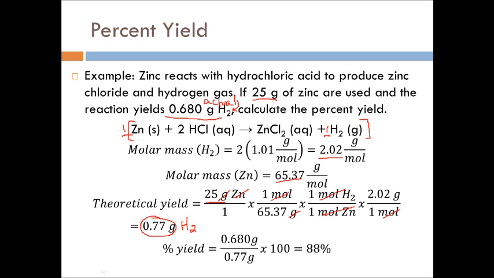That's the harder part. Now let's just plug and chug, meaning we take our actual yield, which is the 0.680, and divide it by the 0.77 grams we just calculated. Then we multiply by 100, and we get about 88% yield. That means that 88% of what we started with is what we ended with. So we got about 88% of the product. That's actually not bad. You want around 90 or above, but 88% is not horrible. Again, the trickiest part is the theoretical. The percent yield is actually the easier of the parts.